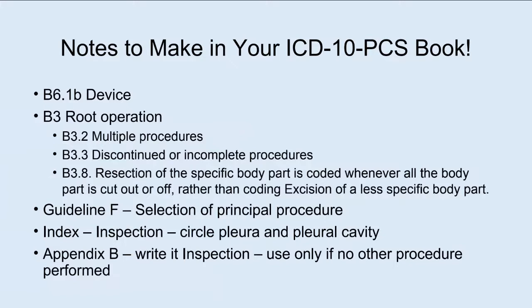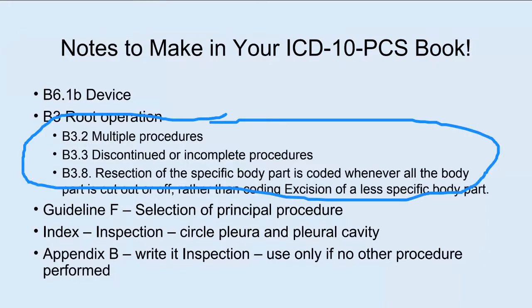Okay, what about the PCS book? Well, there are some notes to make there too. You have that B6.1b about device. In B3, we talked about a lot of important guidelines concerning root operations. So multiple procedures, discontinued procedures, specific body part. And that applies to many different areas, like lobes of the liver, lobes of the lung, et cetera. And then you might make a note at guideline F. And then in the index, circle pleura and pleural cavities so you don't get the two mixed up. And for appendix B, go to the definition of inspection and write in, use only if no other procedure was performed. It's just looking around. If something else was performed using the same approach, you're not going to report it.